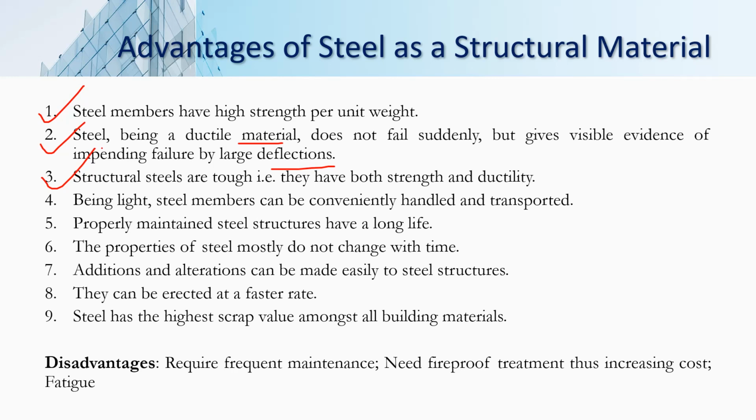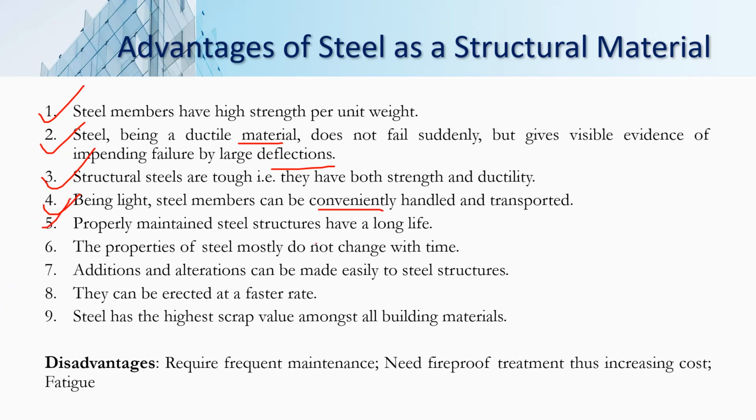So structural steels are tough. They have both strength and ductility. That means if they are subjected to large deformations during fabrication and erection, they will not fracture. Also, they may be bent, hammered, sheared, or even have bolt holes punched in them without any damage. Being light, steel members can be conveniently handled and transported. One example is the increasing use of prefabricated steel elements while constructing buildings and different types of truss buildings. It is because of this light nature of steel members that they can be easily handled and transported.